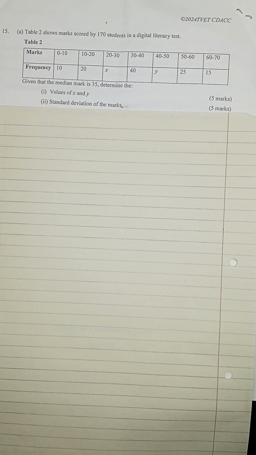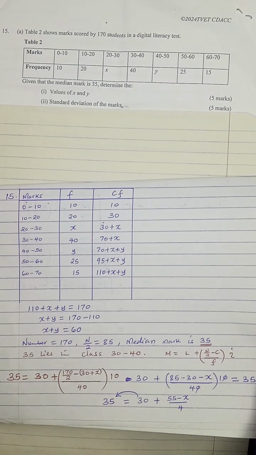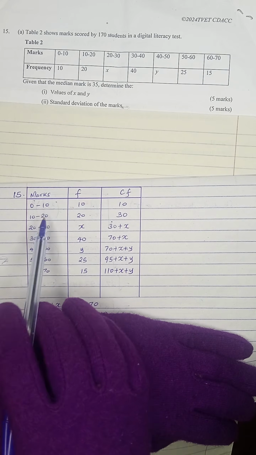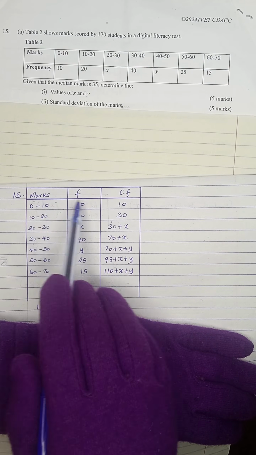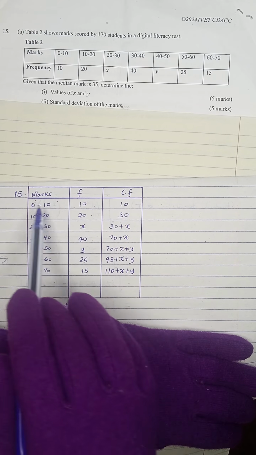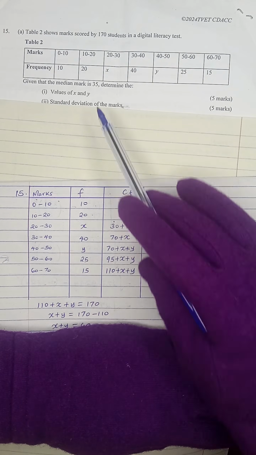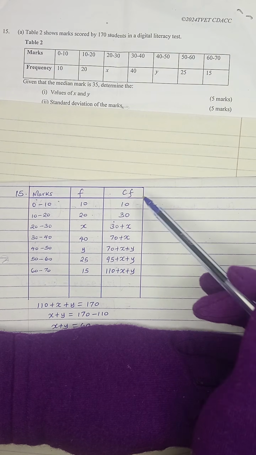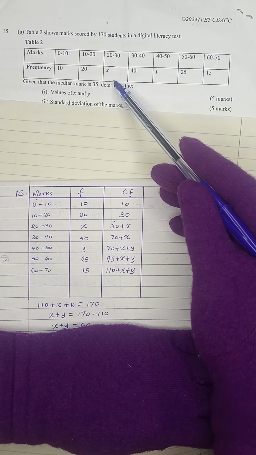us that given that the median mark is 35, determine the value of X and Y, then determine also the standard deviation of the marks. We prepare our table as shown here. So we need to have a column of the marks and a column of the frequency, then cumulative frequency. What determines that your table should look like this? We have been given the median mark. And for us to be able to calculate the median, we need the cumulative frequency. But now we have some unknowns.